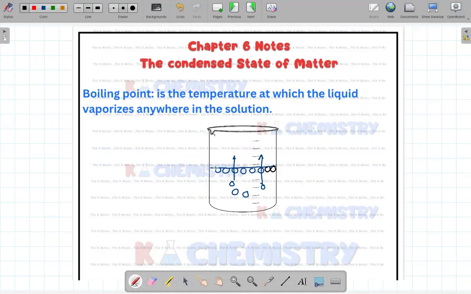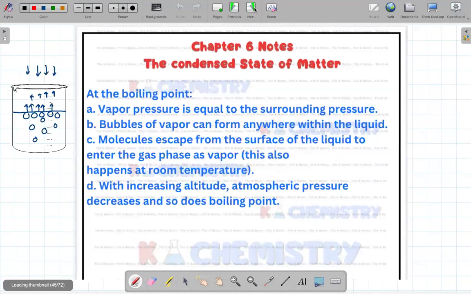If it was only particles on the surface, this happens in volatile liquids. But if you are boiling, it means it's not just evaporation from the surface, it's from anywhere inside. The boiling point is the temperature at which vapor pressure is equal to the surrounding pressure. So two pressures are working on this substance, external pressure and vapor pressure. If the vapor pressure is equal to the external pressure, or the surrounding pressure, then boiling happens.